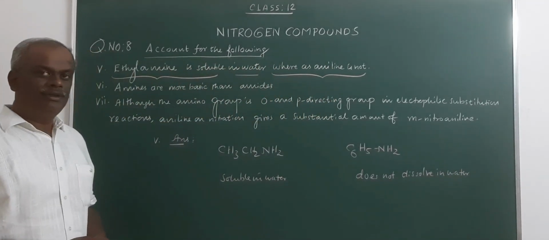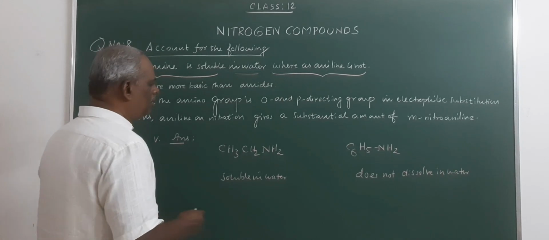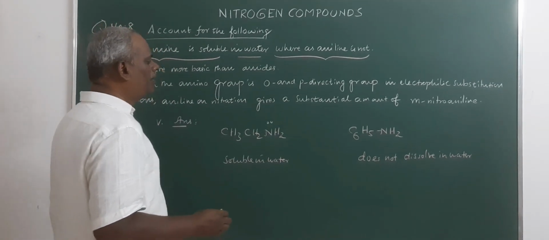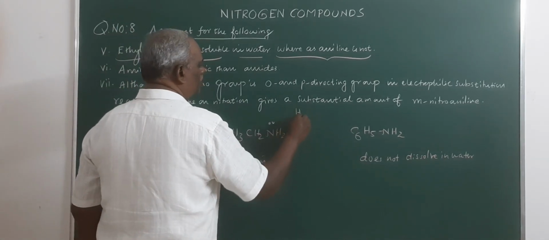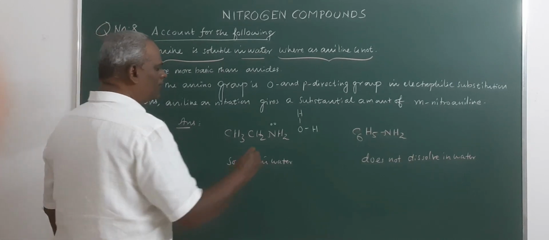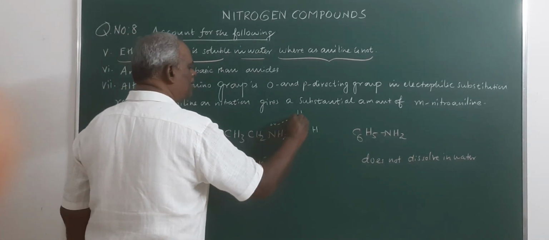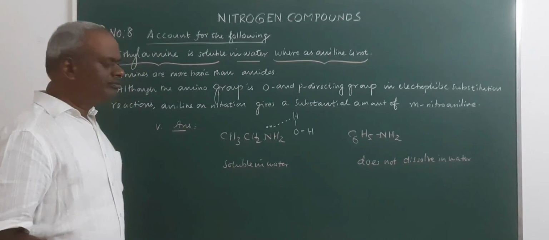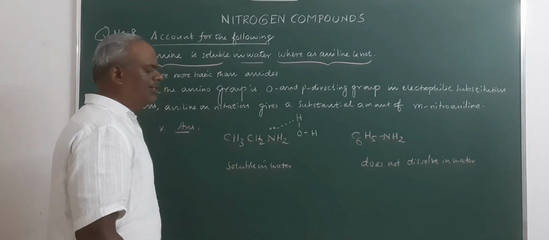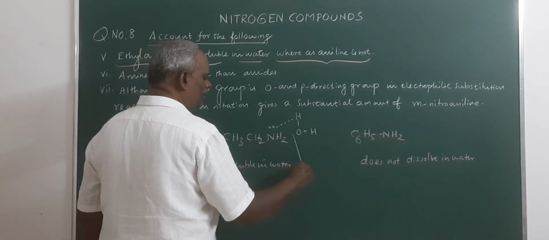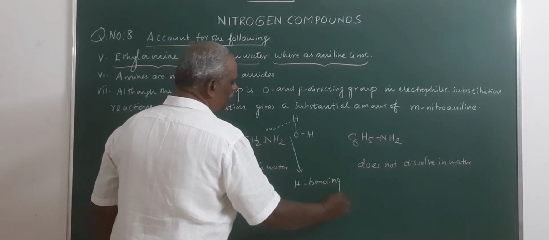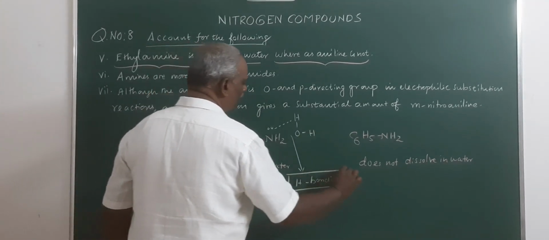Why? The reason is very simple. In the case of ethylamine, the nitrogen contains a lone pair of electrons. Suppose it is dissolved in water, there is a chance of hydrogen bonding between these two. Nitrogen can donate the pair of electrons to this hydrogen, and there is a chance of hydrogen bonding between the water molecule and aliphatic amines.